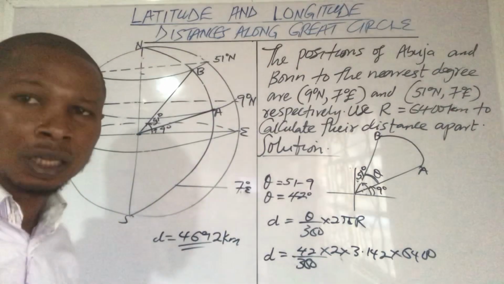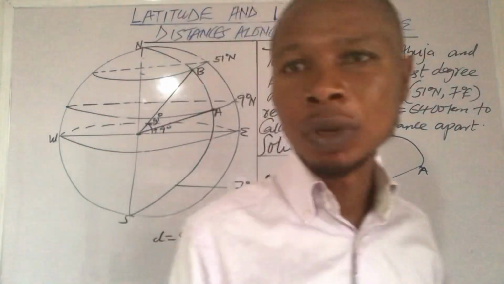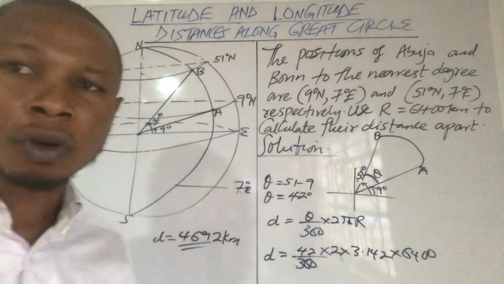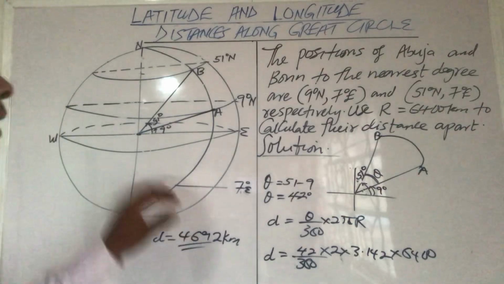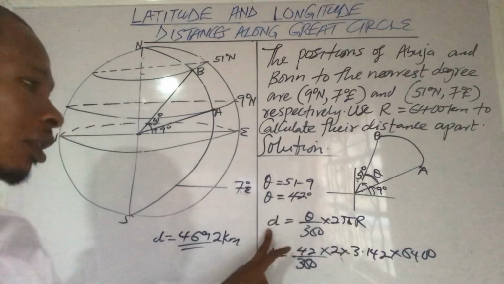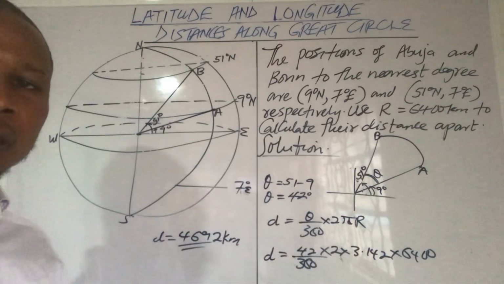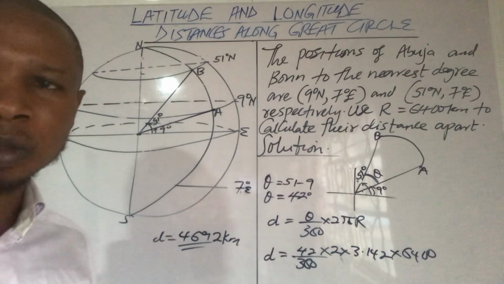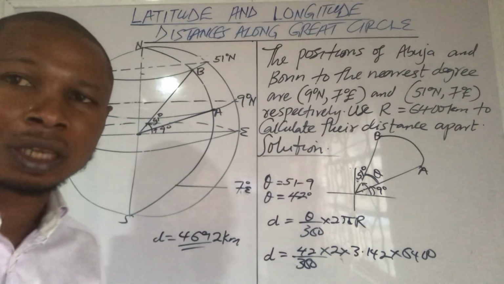So this is how you find the distance between two places on the Earth's surface, and the places must fall on the great circle. This is how you set the diagram out. This is how to get the angular difference, and this is the formula for calculating it. And this is how you are going to arrive at your answer. More examples are still coming because this topic is very important in mathematics.